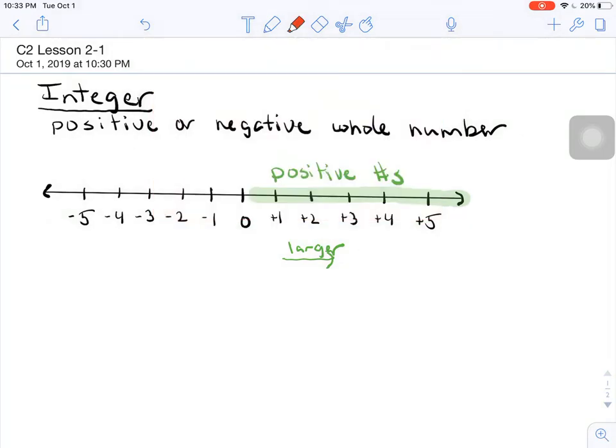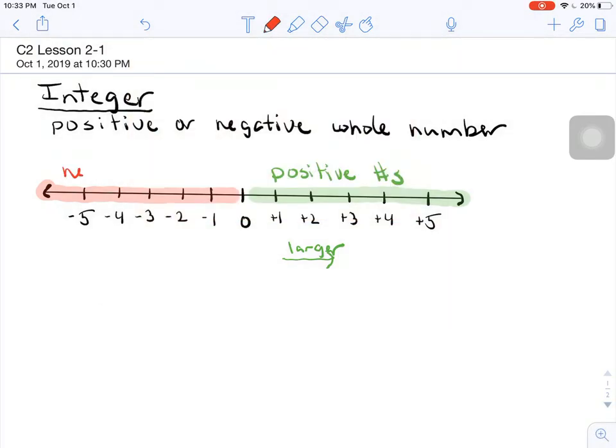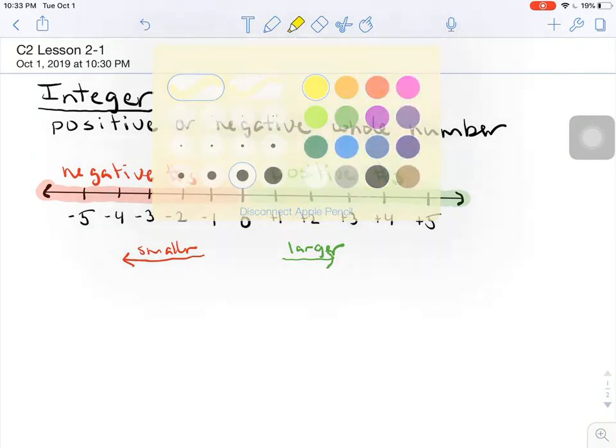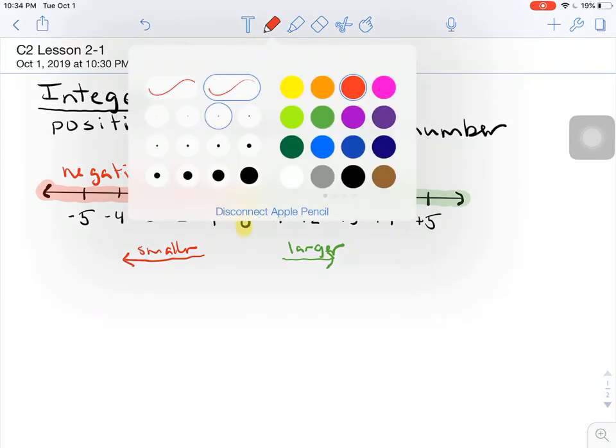Everything on the other side of 0, so everything down here, the red end, those are negative numbers. When we're going down the number line, then we get smaller. So negative numbers are always smaller than positive numbers. Now notice I did not actually highlight the 0 because 0 does something different. 0 is the boundary line between a negative number and a positive number.